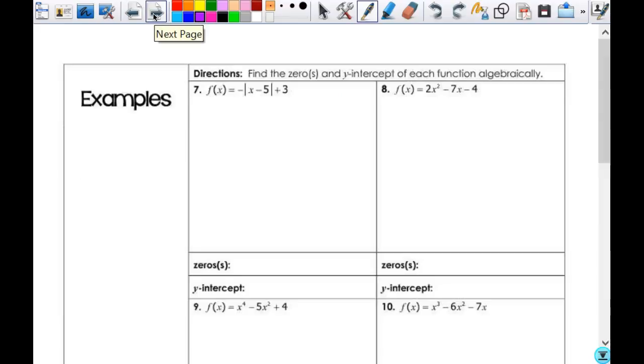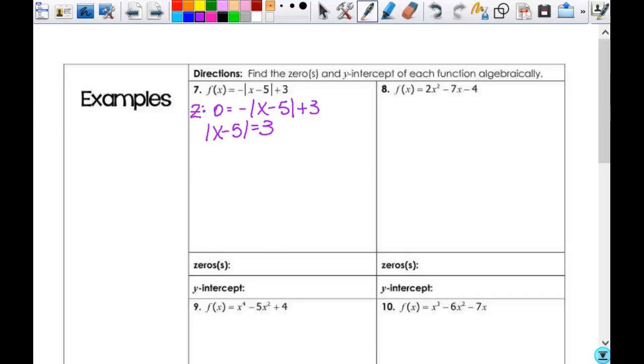All right, so it says find the zeros and y-intercept of each function algebraically. So we'll start with the zeros. And that means I'm going to set f of x equal to 0. So I get 0 equals negative absolute value of x minus 5 plus 3. So I've set it equal to 0. Now I've got to solve. Since the absolute value is negative, I'm going to move that whole term over to the left and make it positive. So absolute value of x minus 5 equals 3.